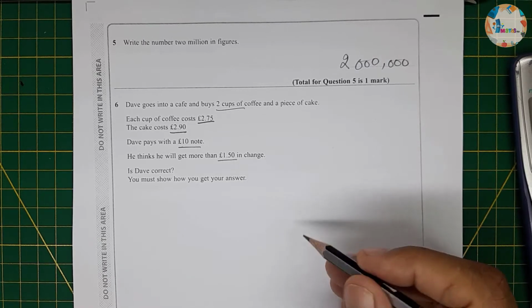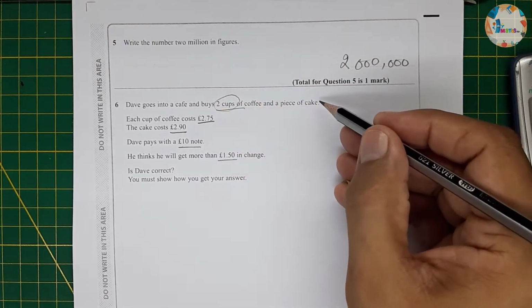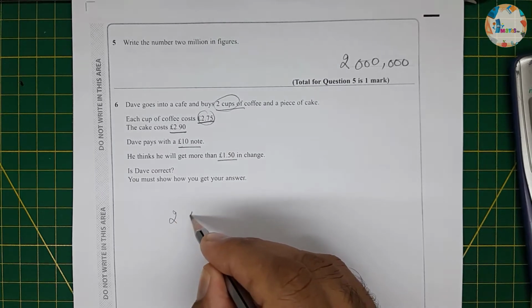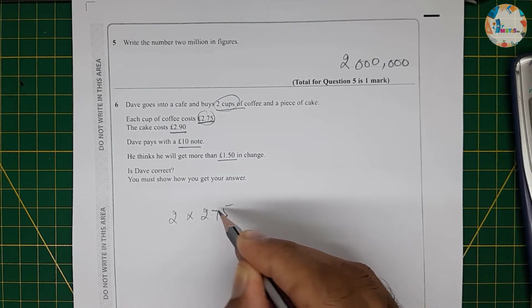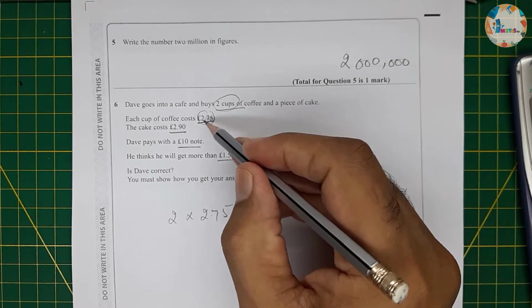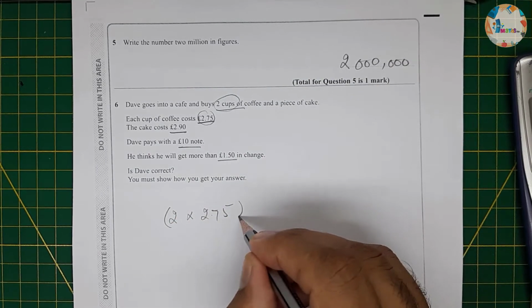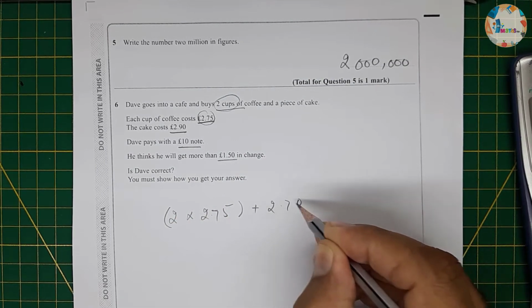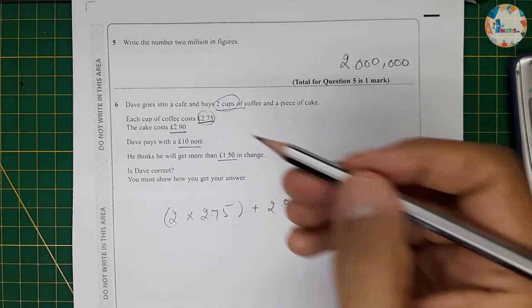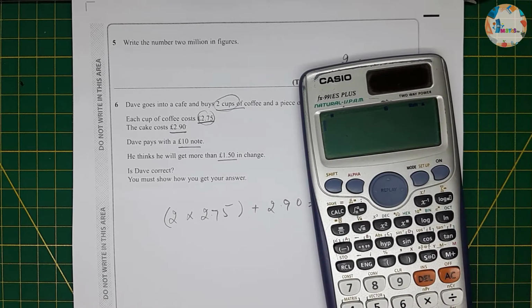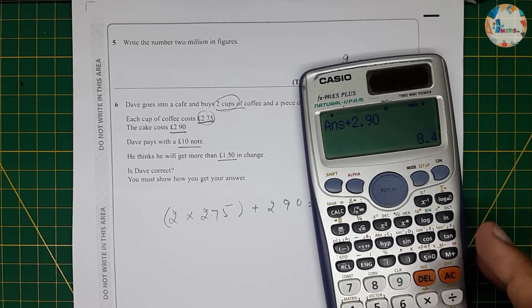So 2 cups of coffee, each costing this much, so 2 multiplied by 2.75. This will be the price of the coffee cups, and the piece of cake costs this one, so this in brackets plus 2.90. So we find 2 multiplied by 2.75, plus 2.90. This will give us 8.4.